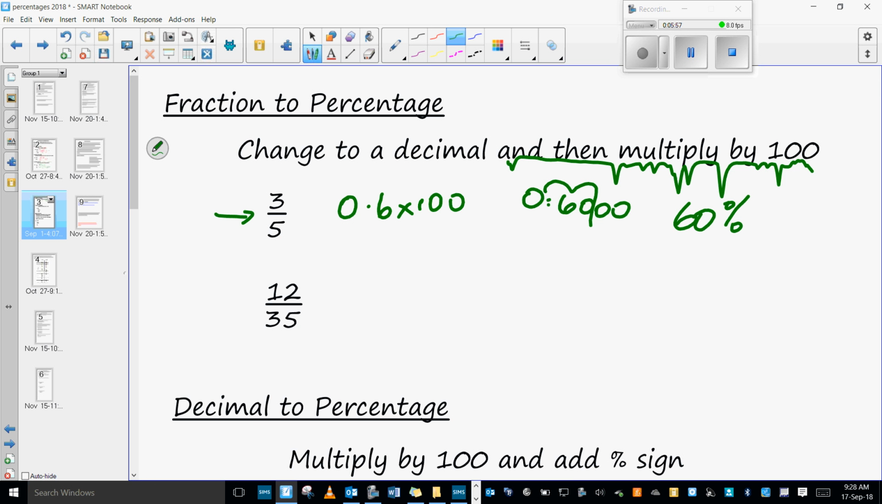And the next one, 12 over 35. So we need to change that to be a decimal first. So can we change 12 over 35 to be a decimal?